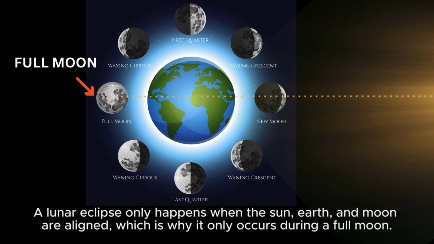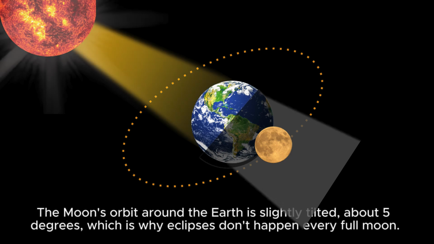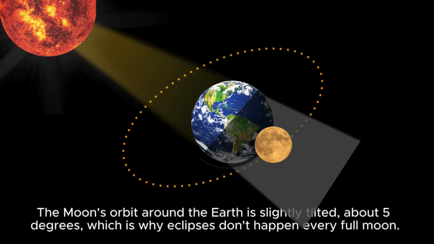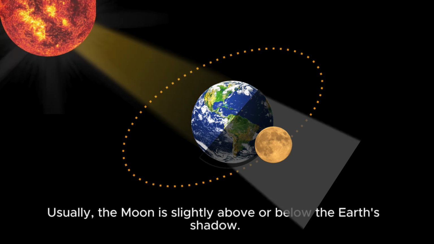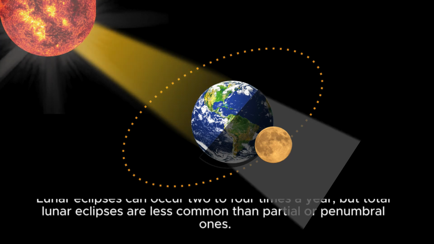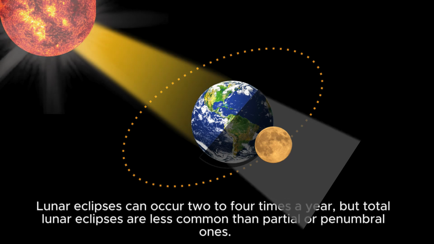A lunar eclipse only happens when the sun, Earth, and moon are aligned, which is why it only occurs during a full moon. The moon's orbit around the Earth is slightly tilted, about 5 degrees, which is why eclipses don't happen every full moon. Usually, the moon is slightly above or below the Earth's shadow. Lunar eclipses can occur 2 to 4 times a year, but total lunar eclipses are less common than partial or penumbral ones.